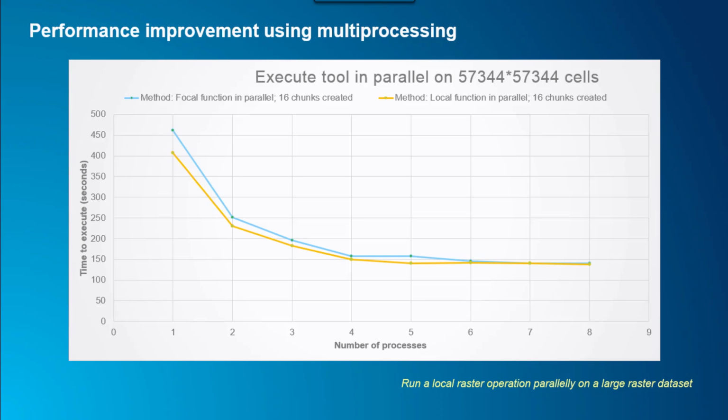4 is a good number depending on the type of operation you are doing. So we did this simple example for a local function and a focal function. It shows that 4 is probably a cutoff line beyond which you are not going to get any benefit out of it.